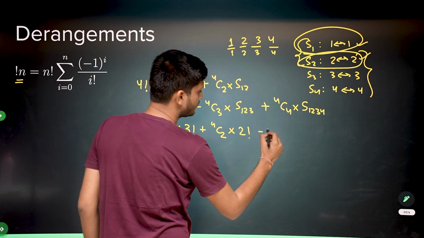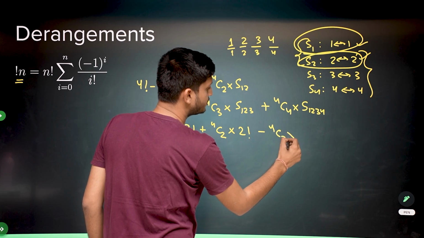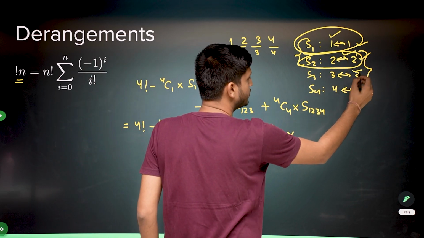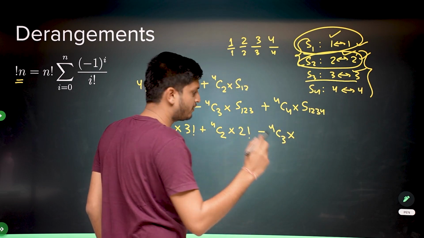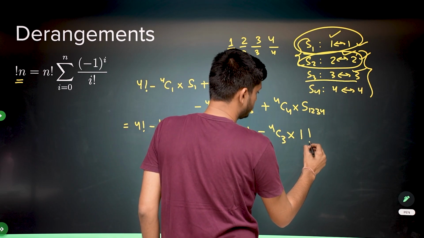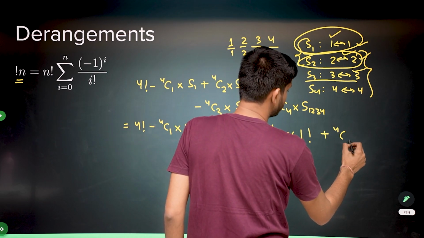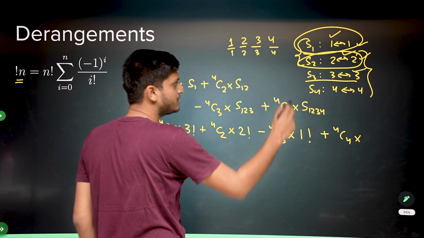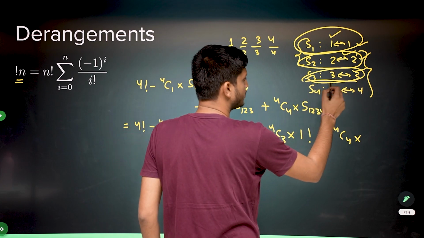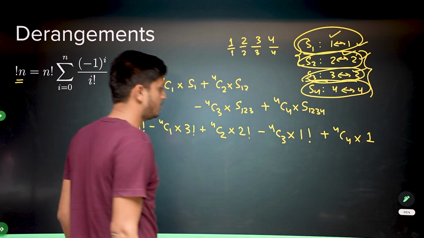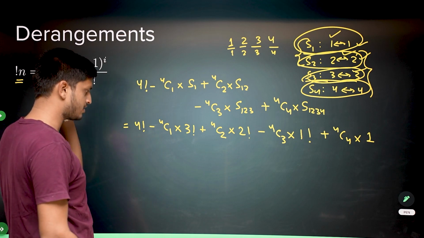Minus 4C3 times. 3 conditions are true at a time, which means 1 goes in 1, 2 goes in 2 and 3 goes in 3. Now the other 1 can be arranged in 1 factorial way. And plus 4C4 times. All the conditions are true, which means now we have to arrange 0 objects only, which means 0 factorial is also 1. Only one way. So this is your answer, right?